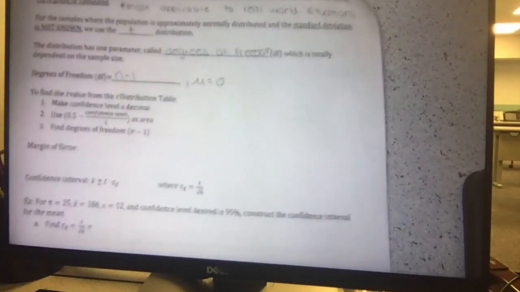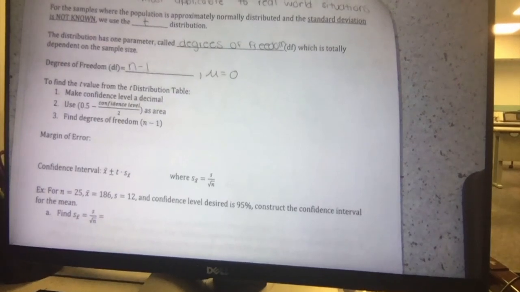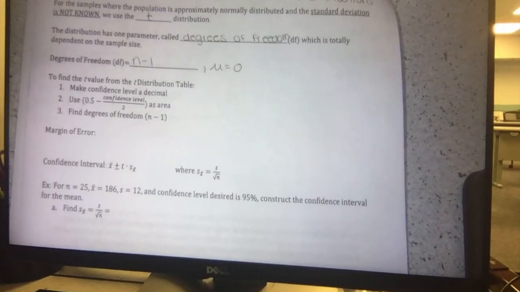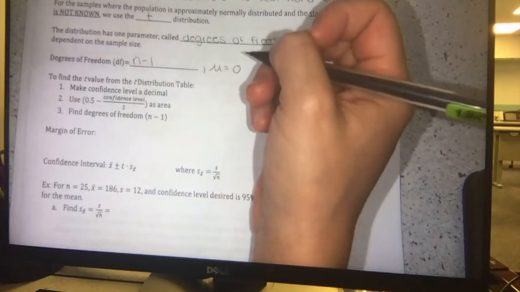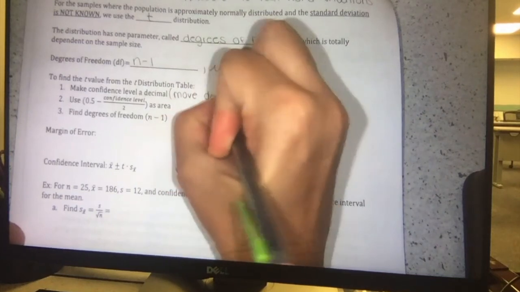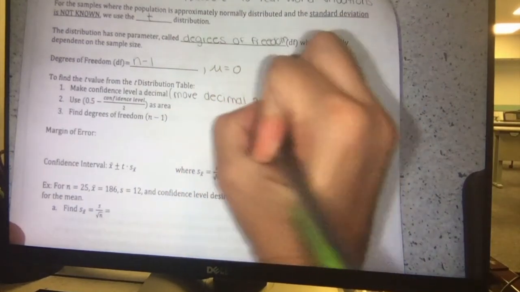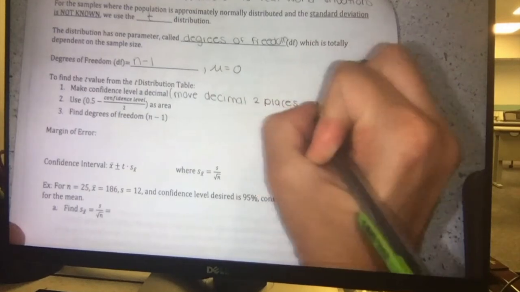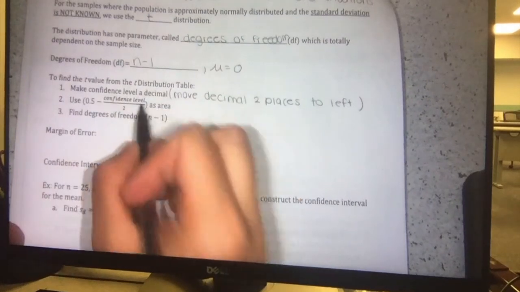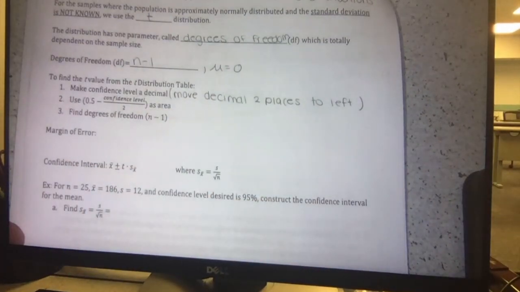All right, so to find the t value from the t distribution table, which I'll talk about in a second, make the confidence level a decimal, so move our decimal 2 places to the left. Use 0.5 minus our confidence level over 2 as an area. And then find our degrees of freedom, which is n minus 1.